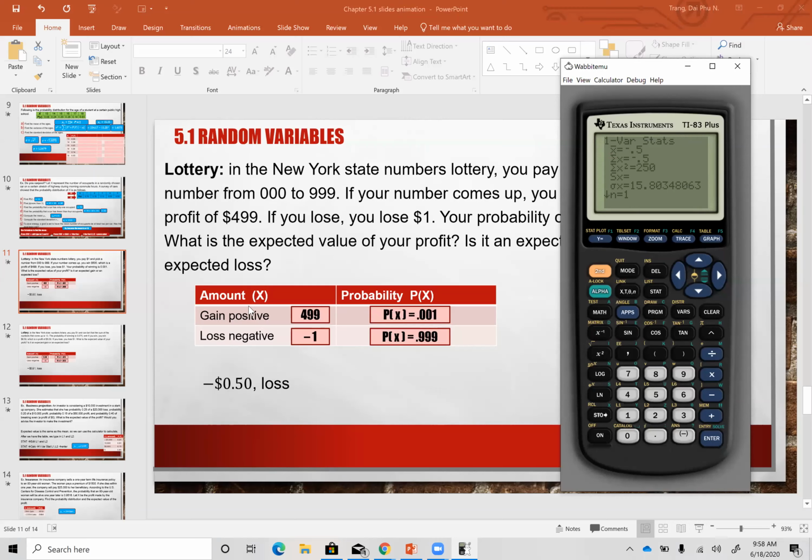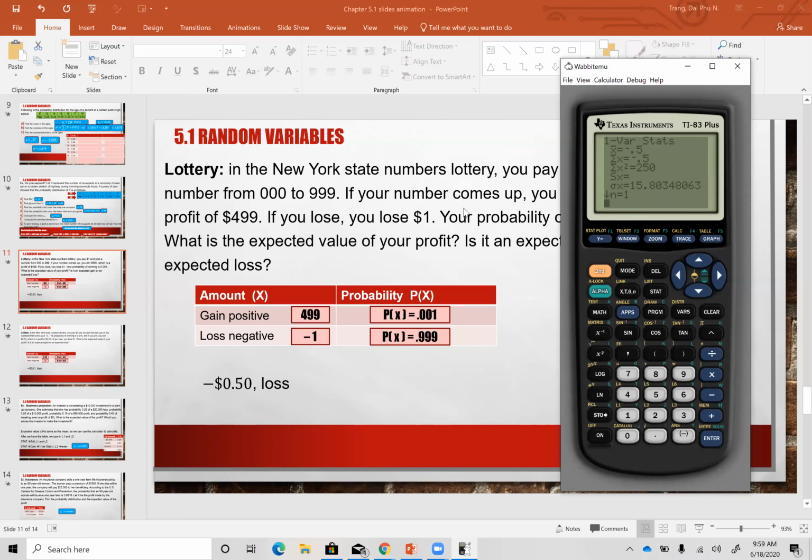So this one here, they ask you for expected value. So we don't care about the standard deviation. We don't care about anything here. We just know that the expected value is -0.5. What does -0.5 mean? Meaning again, that's 50 cents on a dollar. You should expect to lose 50 cents on each dollar that you spend on this game, this lottery ticket.